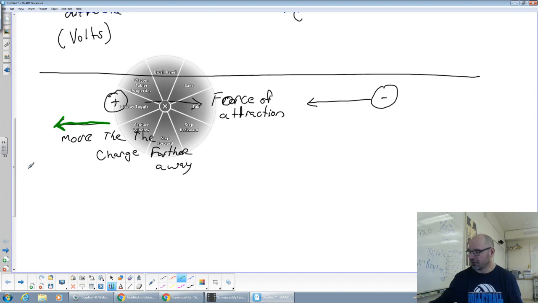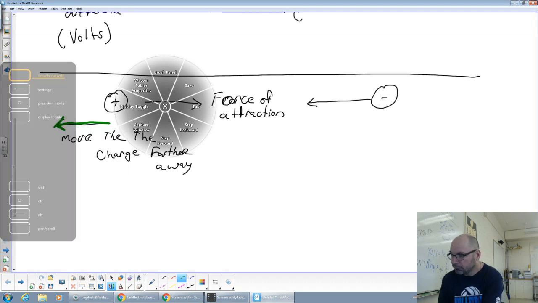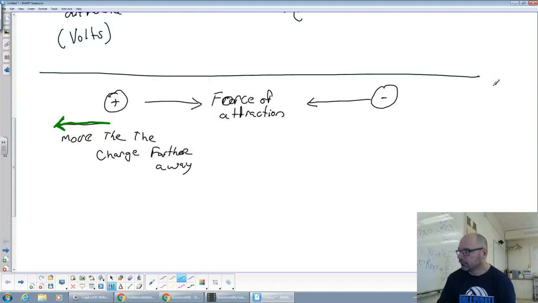Let's get rid of that thing. It's in my way there. Oops. What the heck? Not that one. No. Not that one. There we go. Sorry, I just had to get rid of that.